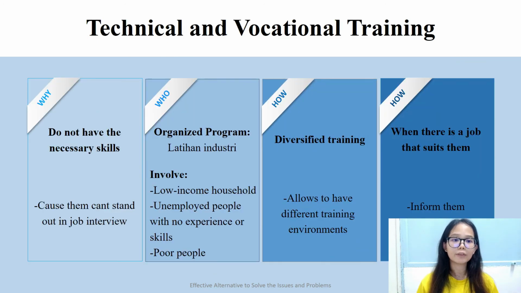Last, technical and vocational training. Most of the people in Selangor cannot get a job because they do not have the necessary skills. This also causes them to fail at the job interview. Therefore, the state government of Selangor can organize programs such as latihan industri to train them in the necessary skills. This can involve low-income households, unemployed people with no experience or skill, and the poor. The state government can also diversify the training by having different training environments, so that it can be suitable for everyone in Selangor to join the program.